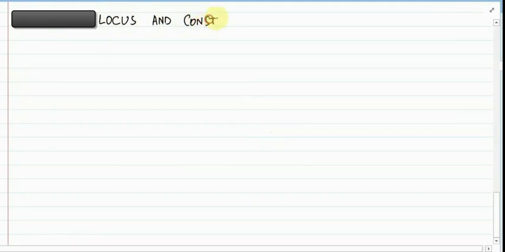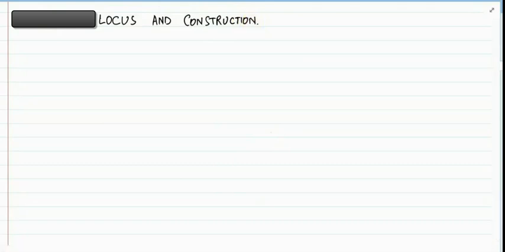Alright class, so it's lecture number 86 and it's week number 15, and in today's class we are going to start a new topic. Its name is locus and construction. This topic appears in both of the papers, mostly in paper 1. It involves all the construction work.